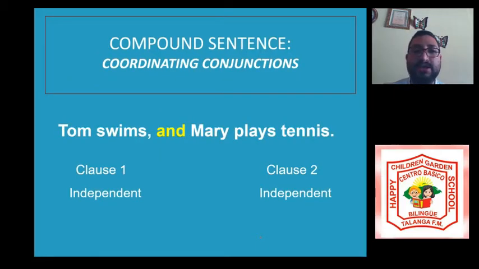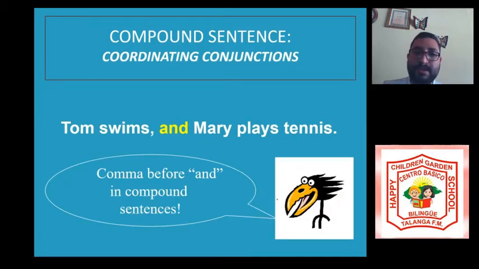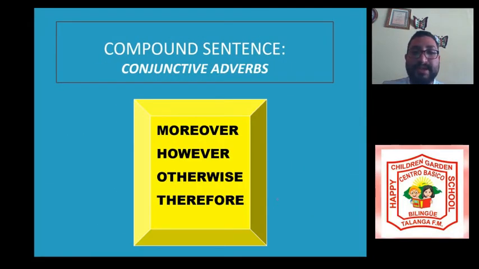Now we have Tom swims and Mary plays tennis. Independent clause, Tom swims, and independent clause, Mary plays tennis. They are together, but each can make a sentence by itself. Tom swims, one sentence. Mary plays tennis, other sentence. Now, remember to put a comma before the coordinating conjunction in a compound sentence, before and, for, and all the coordinating conjunctions that we saw before, okay? So, Tom swims, and Mary plays tennis.